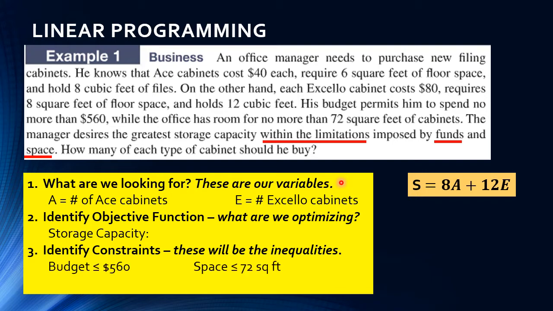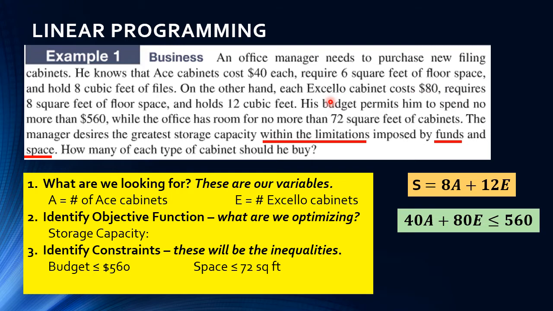So we have $560 maximum. Remember that no more than is actually a less than or equal to. So our budget has to be less than or equal to $560, and we have no more than 72 square feet for the cabinets. So again, that's a less than or equal to. Be very careful when you're translating these. It's very easy to move through quickly and see the word more and think that it should be greater than or equal to, but it's exactly the opposite, counterintuitive. So ACE costs $40 each, so 40A. Excello costs $80 each, so 80E.